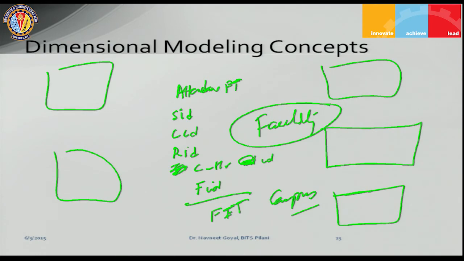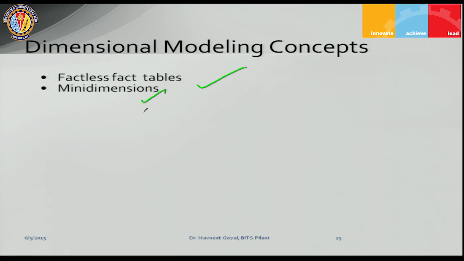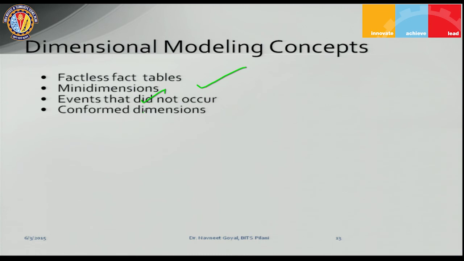The dimensional modeling concepts that were used in this particular case study included the factless fact table, which is something we recently learned, right? Then we have the concept of mini dimensions, which can be applied when we are dealing with the demographic data of students. Then events that did not occur, like a student not going to a class, can be modeled using factless fact tables. And then conformed dimensions. So I'll give an example.